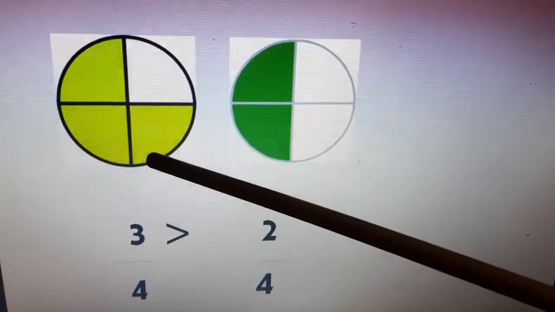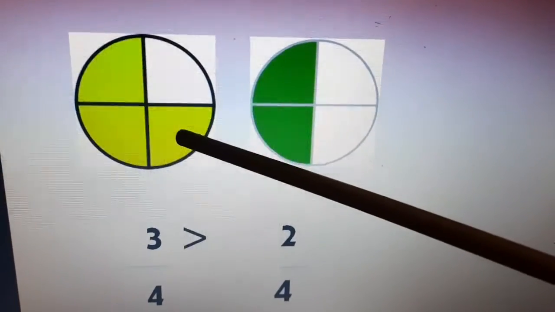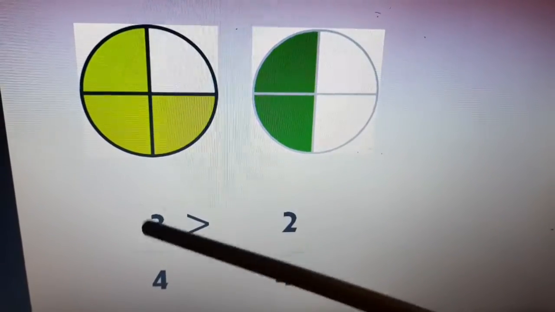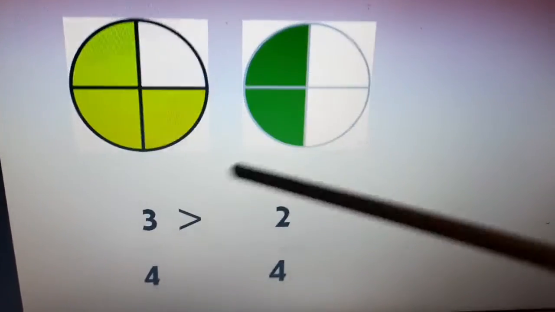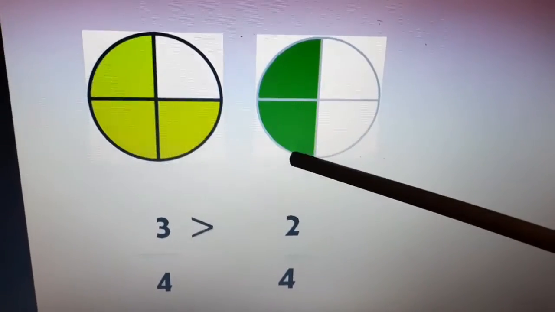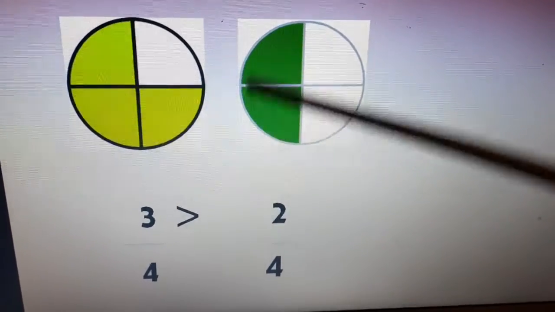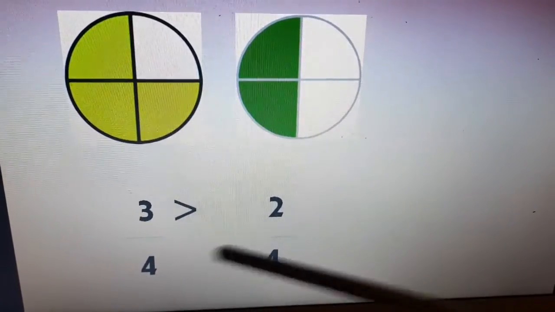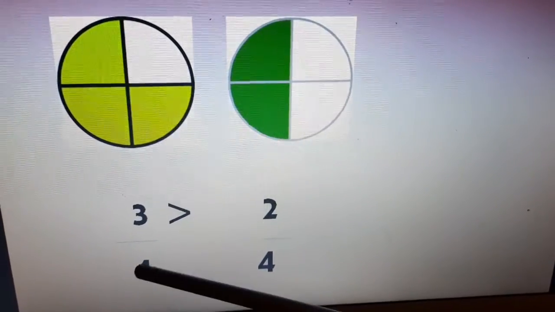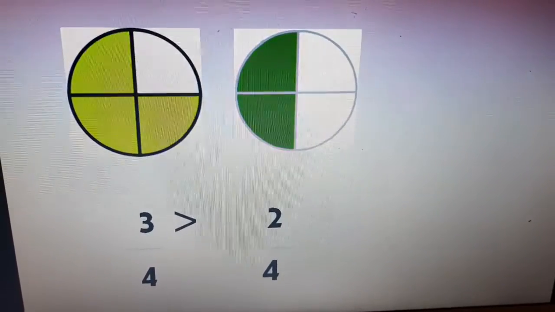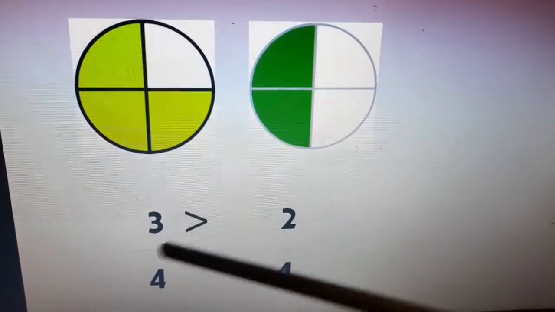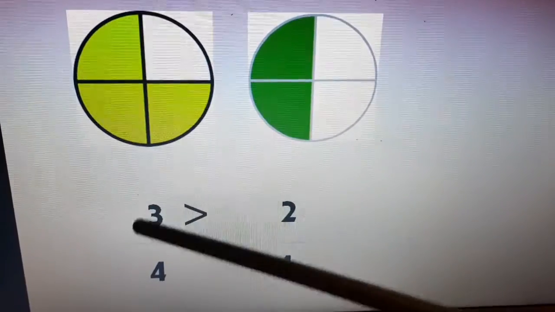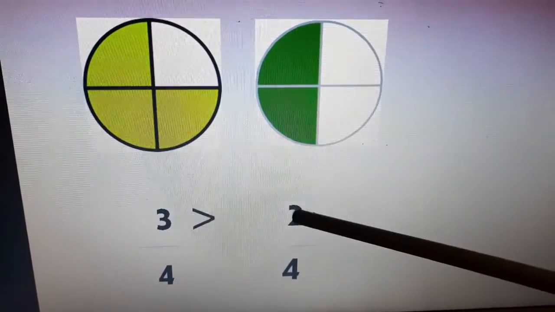Look at the first fraction, please. Here we have 3 colored parts out of 4 total parts. 3 out of 4. We can write the fraction of 3 out of 4 here. And here we have only 2 colored parts out of 4 total parts. To compare between 2 fractions, look at the bottom number or the total number. Here we have 4 and here we have 4. Now, compare between colored parts. Here we have 3 and here we have 2. Which one is greater? 3 or 2?